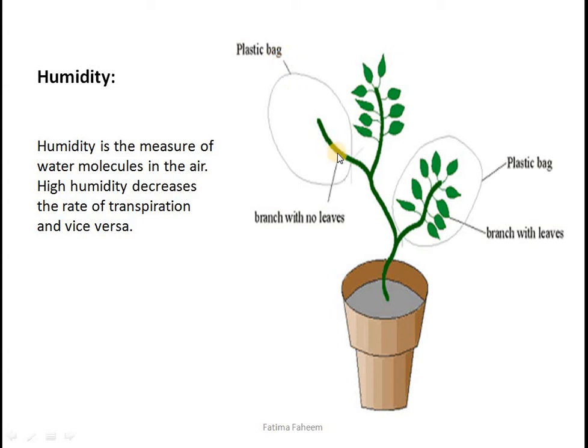On this side, we have the stem without leaves. Here the transpiration rate would be slower because the stem contains very few stomata, so they won't transpire a lot.